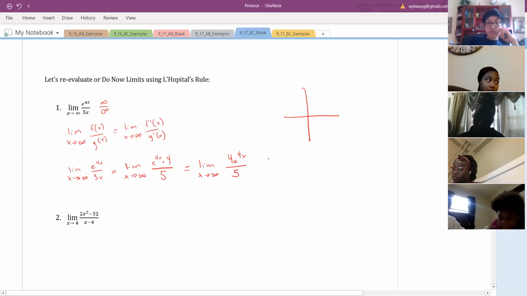If the numerator was just x, a linear function, as x approaches infinity, we know that the value is going to go to infinity. In this case, it's e to the 4x. It's even more obvious that it's just going to keep on increasing infinitely. So again, this is infinity.